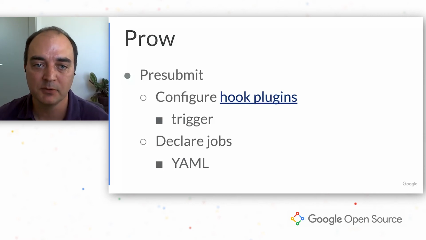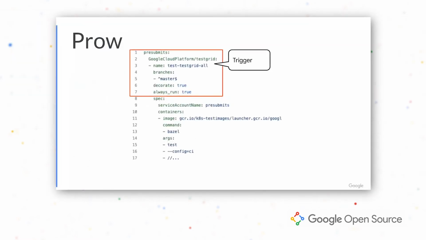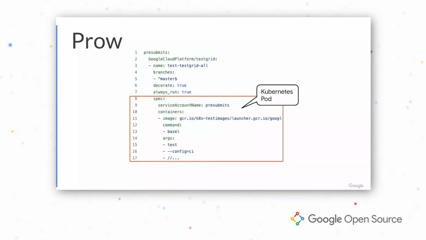So let's take a look at what one of those looks like. Here is the pre-submit for Testgrid, and you can see that it's divided into two sections. The top section is mostly about the triggering, specifying when the Prow job should get created. You can see that it's targeting the Testgrid repo, and that it's a pre-submit, meaning it should run before code merges, and it's targeting the master branch. Then on the bottom, you have the Kubernetes pod spec.